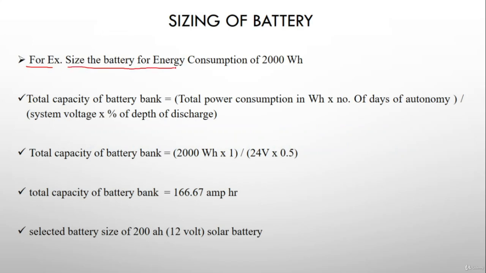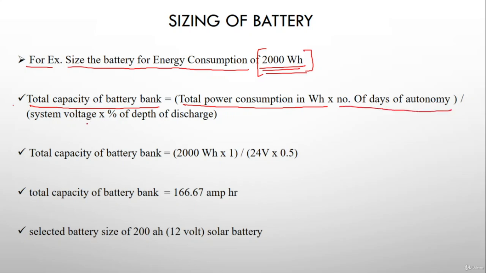Size the battery for the energy consumption of 2000 watt hour. If the consumer is consuming 2000 watt hour of energy, how can we size the battery to fulfill the load requirement of the consumer? For that purpose, we are using this formula. Total capacity of a battery bank is equal to total power consumption in watt hour multiplied by number of days of autonomy, divided by system voltage into percentage of depth of discharge.